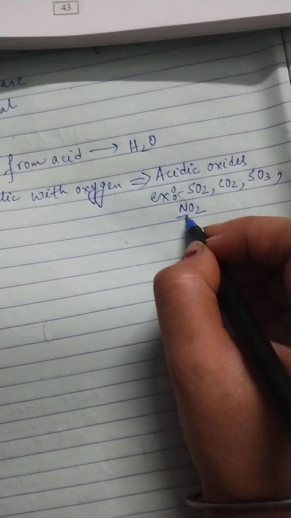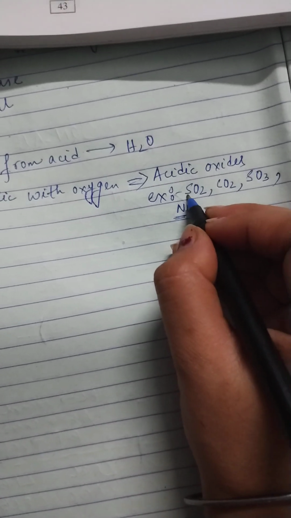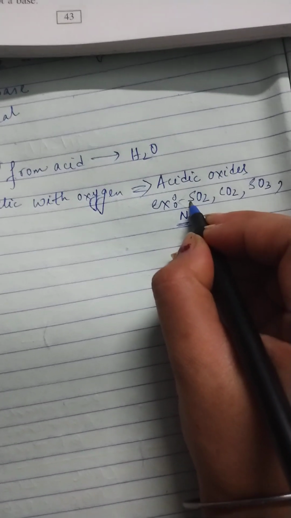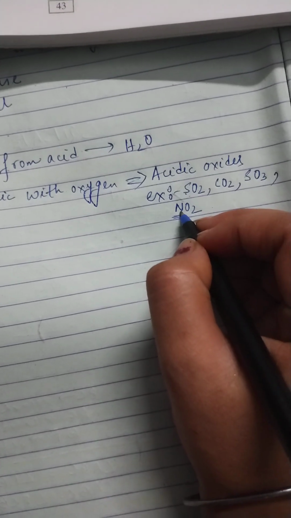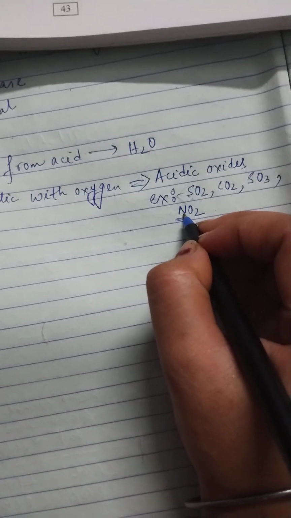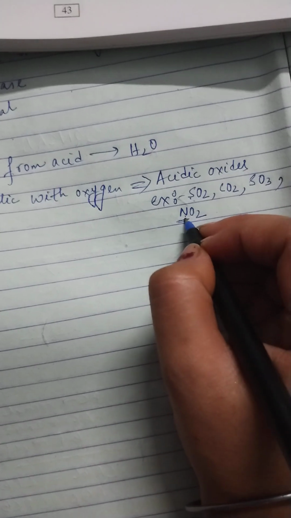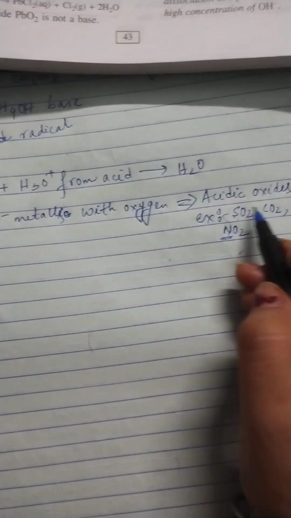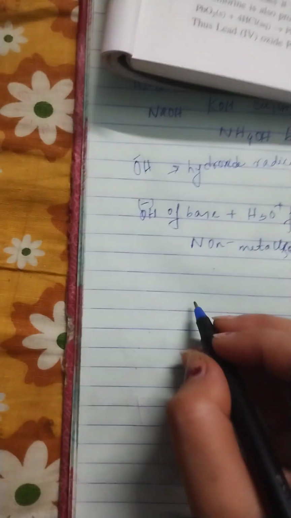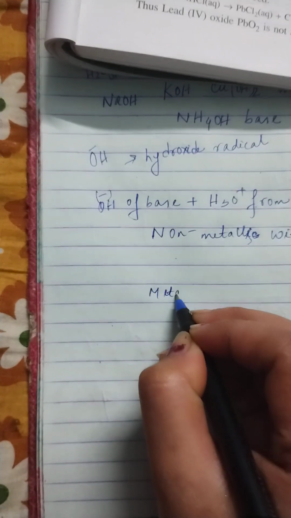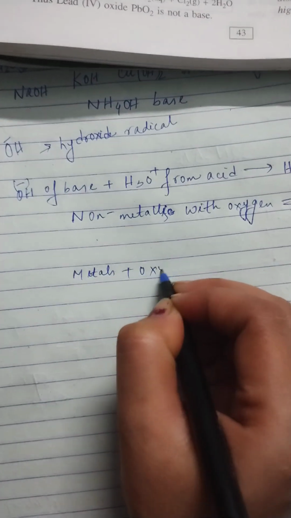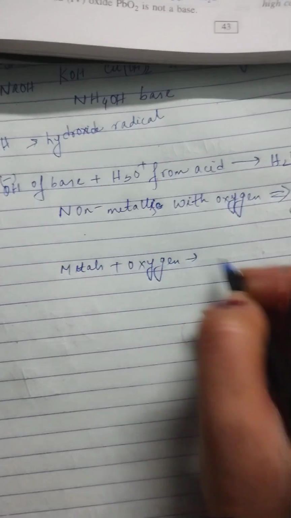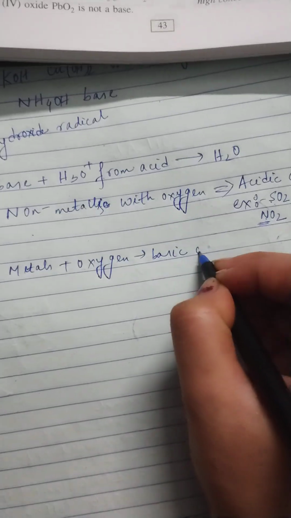You have already done this experiment in the practical lab, for sulfur dioxide and NO2. I will show you the same experiment. NO2 gas turns blue litmus paper red. That means NO2 is acidic in nature. Any nonmetals with oxygen form acidic oxide. Similarly, any metals with oxygen will give you basic oxide. That means they will turn red litmus blue.